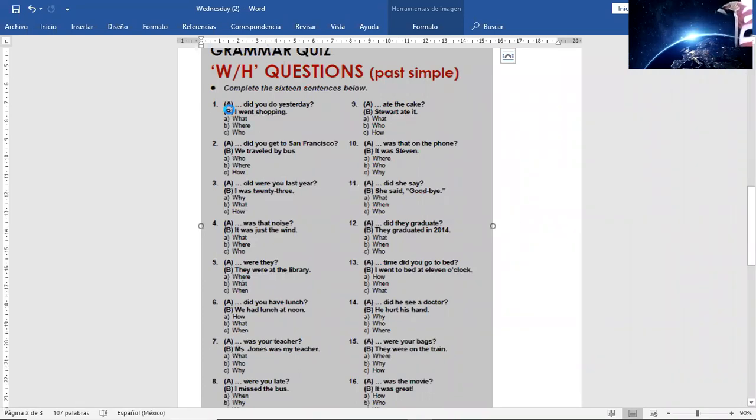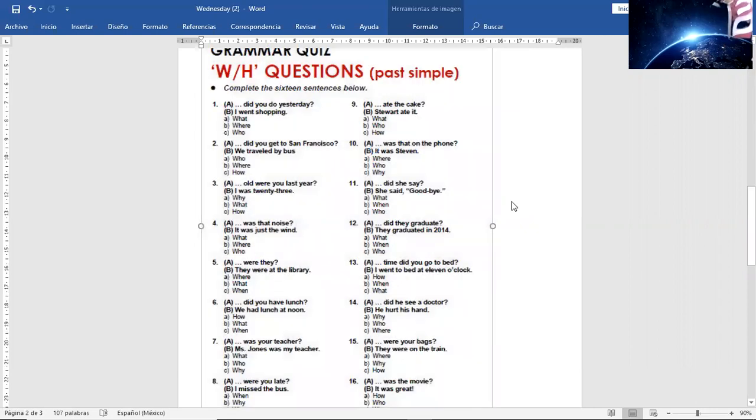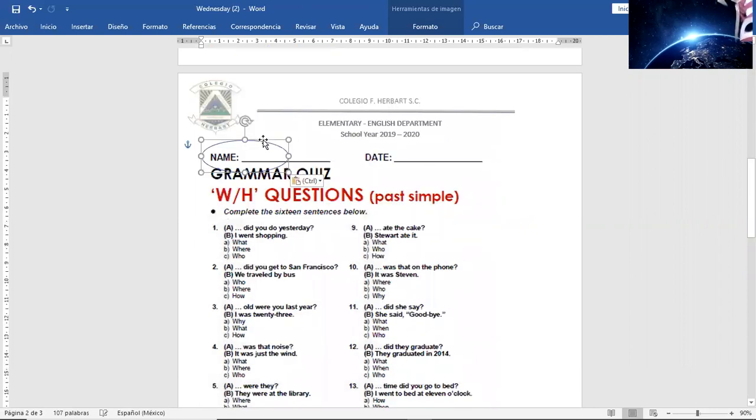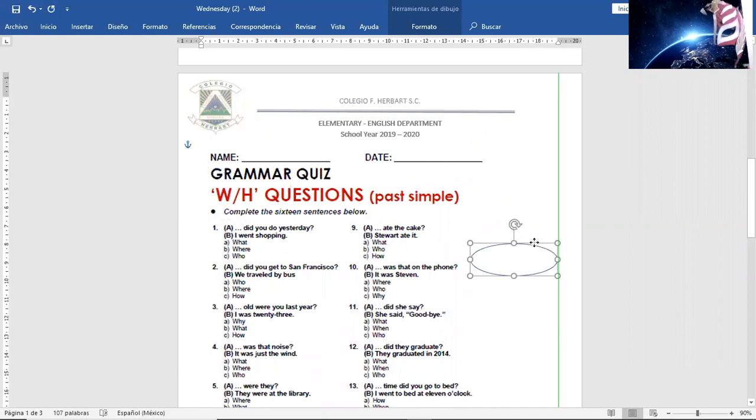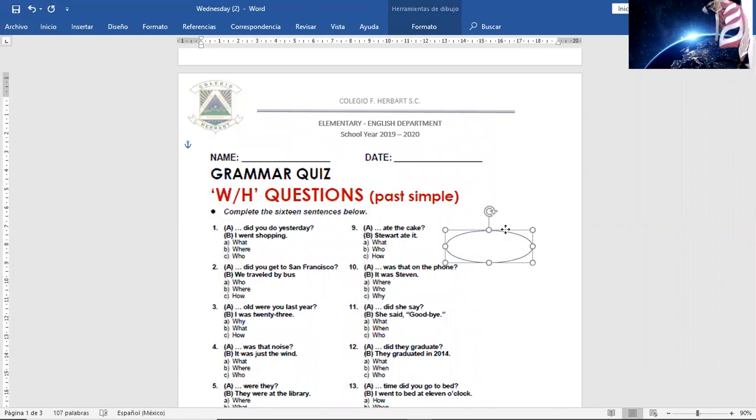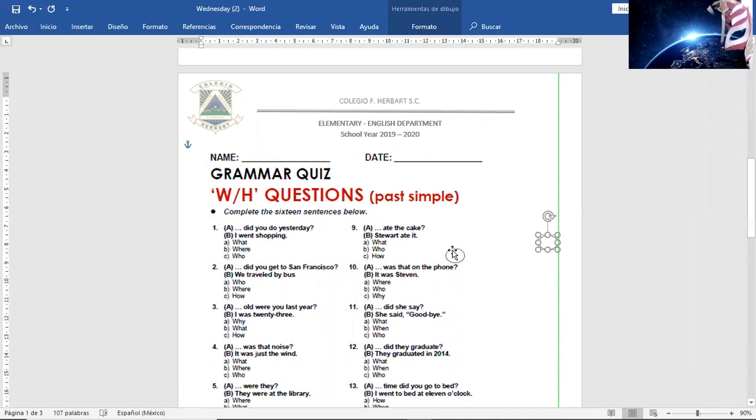We have right here number one. All right, right here, number one. I'm gonna put the circle a little bit smaller. Right there. Okay, I'm gonna put the circle over here and I'm gonna use this circle. Okay, so number one, what, where, or who did you do yesterday?